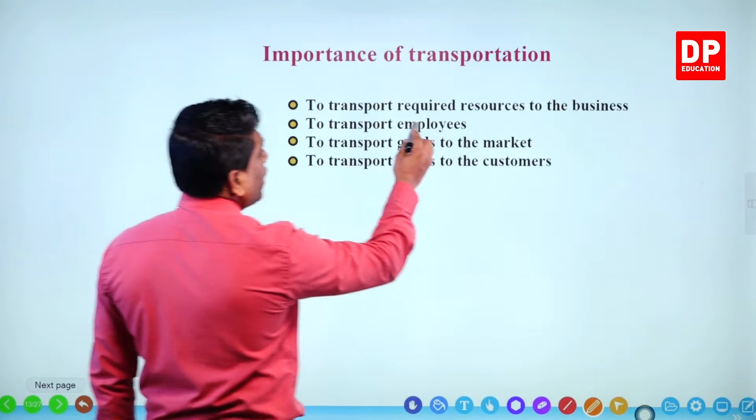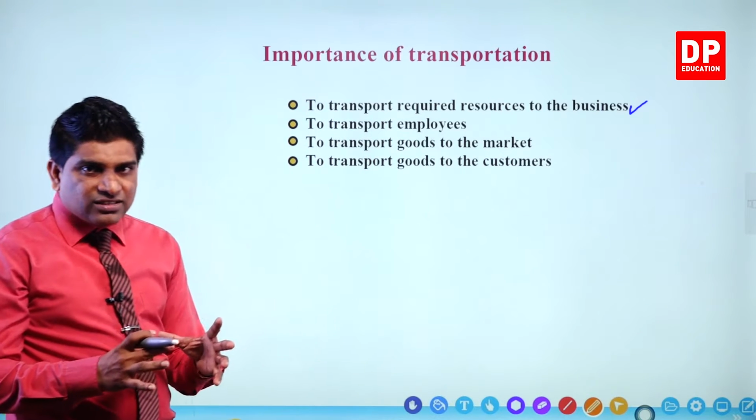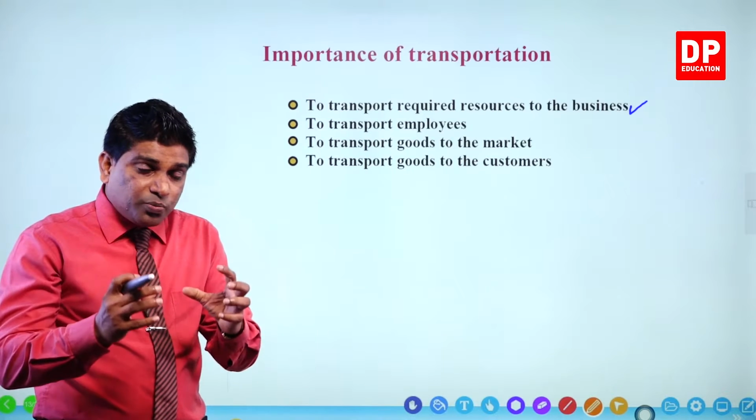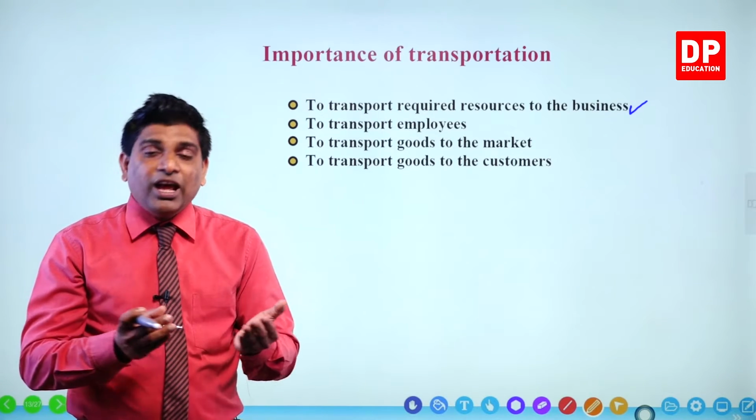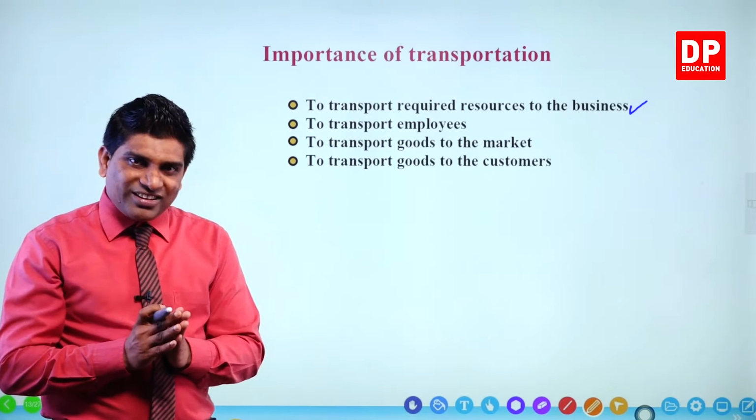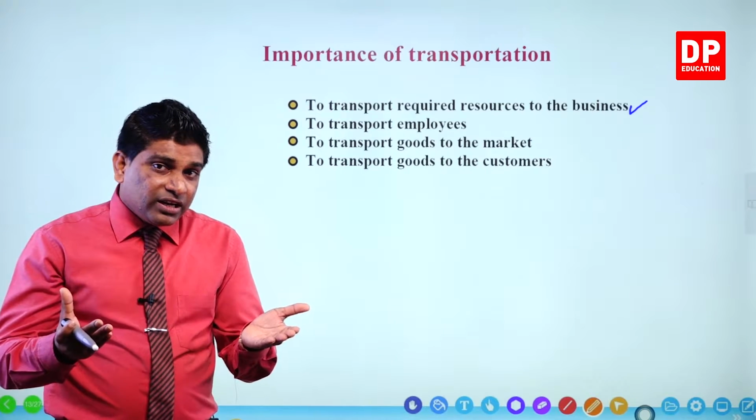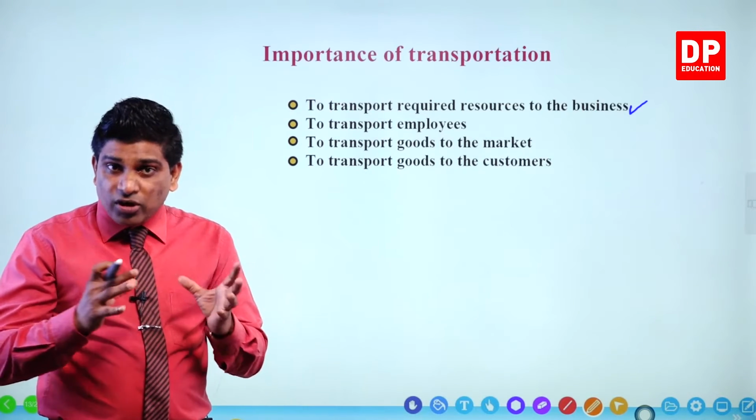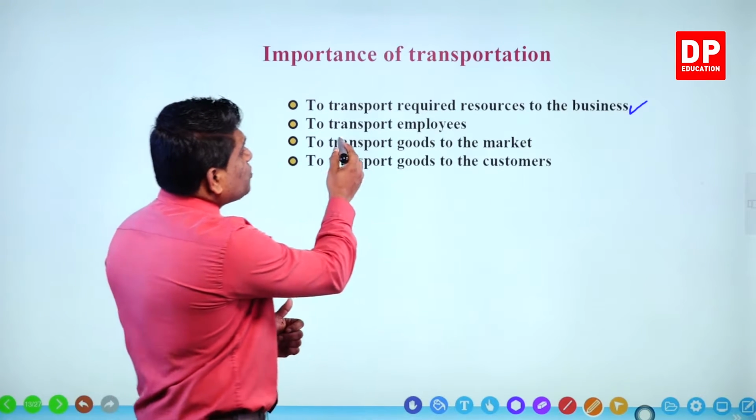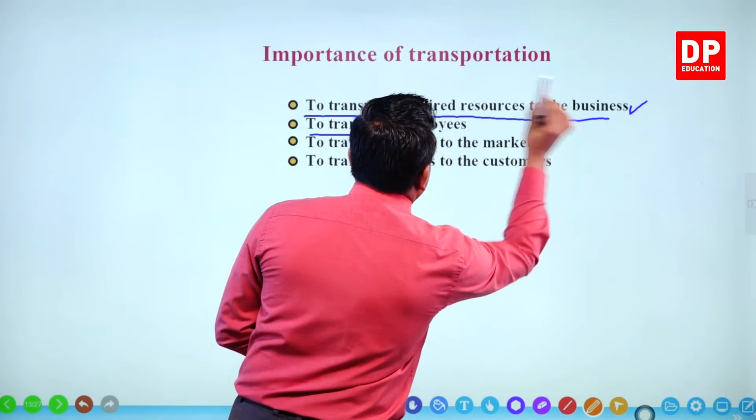To transport required resources to the business, sometimes raw materials. If it is a manufacturing business, they need to transport raw material on time. Then they have to use a proper transportation method to transport their raw materials. Think about any organization, think about a garment factory. To transport their employees on time, they need what? Transportation.